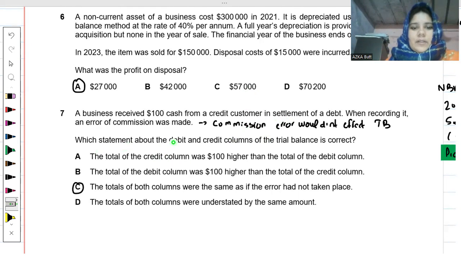Which statement about the debit and credit columns of the trial balance is correct? Total of the credit column was 100 higher than the total of the debit column. It cannot happen because this is a commission error. Total of the debit column was 100 higher than the credit column. This is also wrong because it would not affect the trial balance. Total of both columns were the same as if the error had not taken place. Yes, this is the same. It is just like no error had been made in the trial balance. So C is the right option.